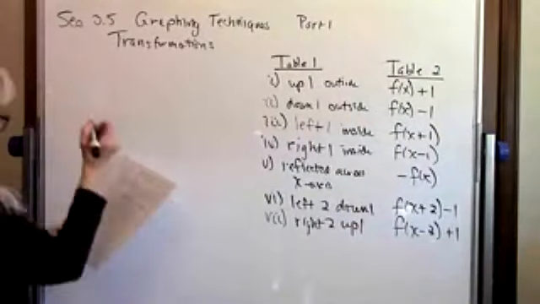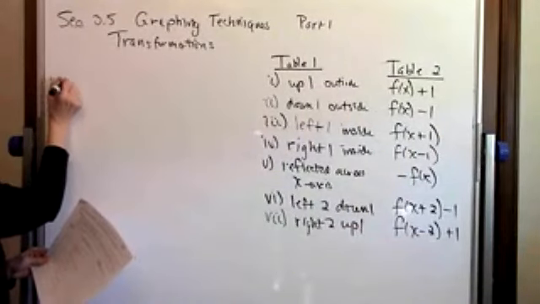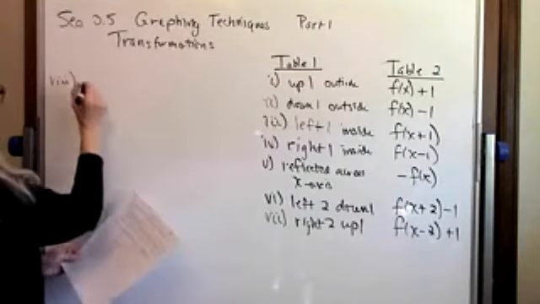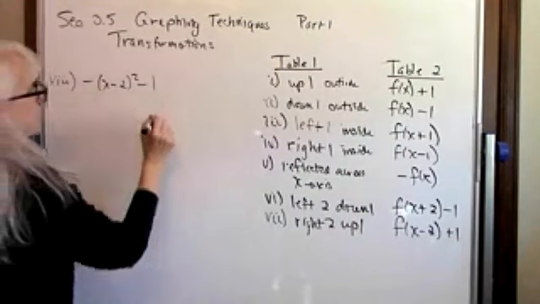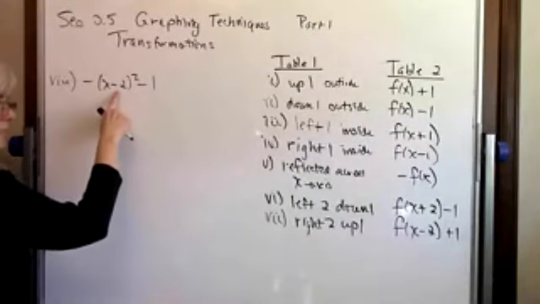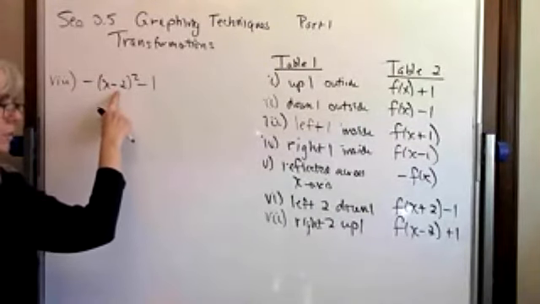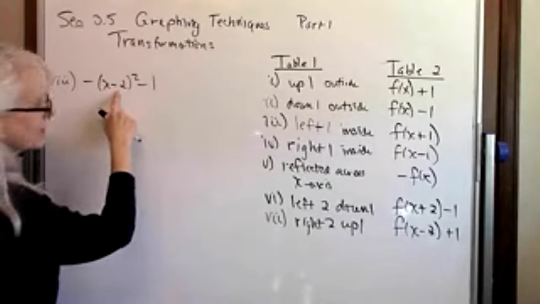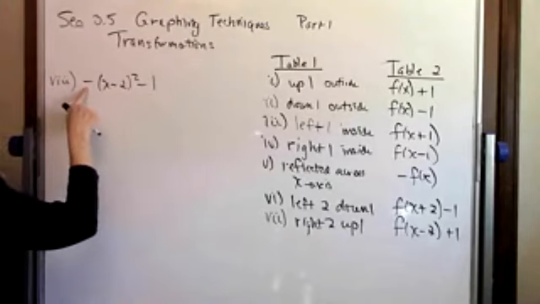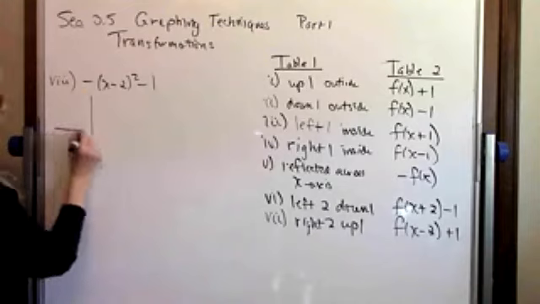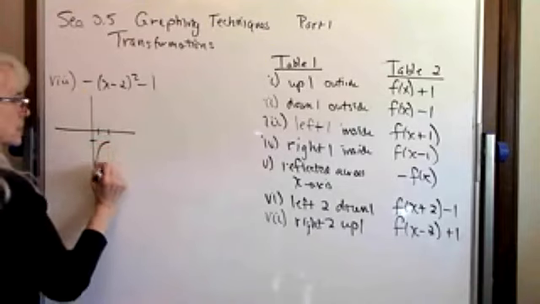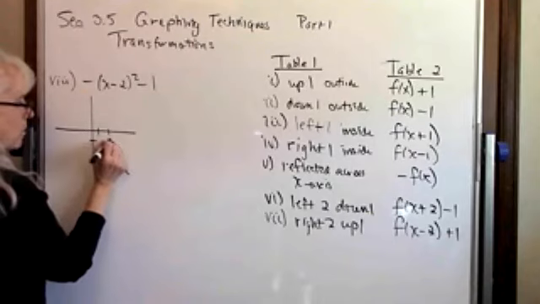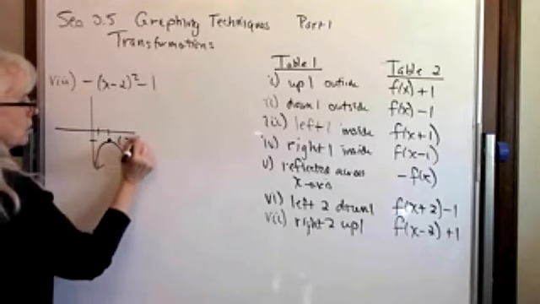Okay, the next one, so for 8, says, what if you have a negative of x minus 2 squared and then minus 1? So we have a shift horizontally, a shift vertically, and a reflection. So what we're going to notice is that we're going to go right 2, we're going to go down 1, but instead of opening up, it's going to open down. And that point right there is now at 2, negative 1.